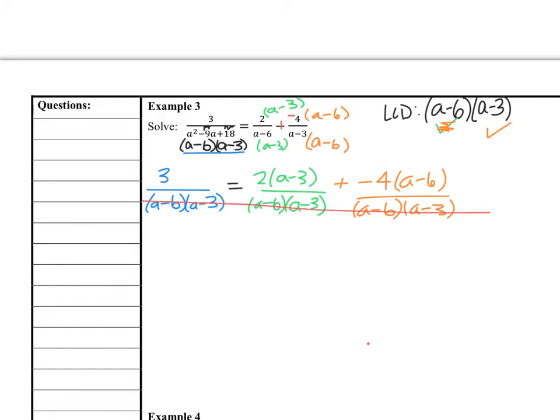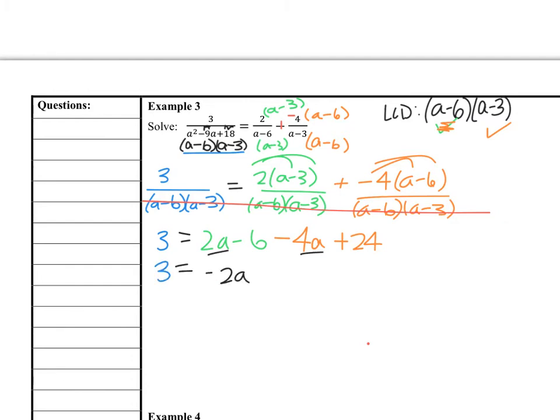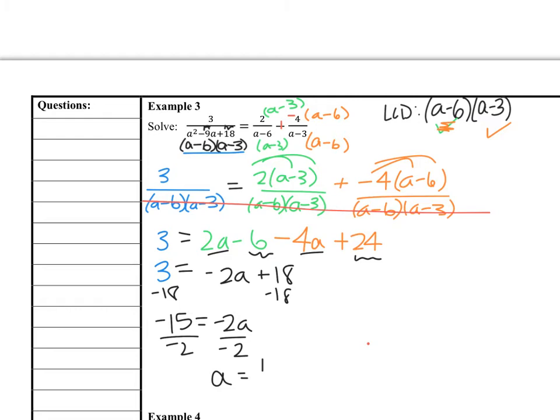Now that the denominators are completely the same, we cross them off and we keep going. 3 equals, I'm going to distribute here, so 2a minus 6, and then negative 4a plus 24. 3 equals, combine some like terms, so negative 2a plus 18. I'm going to subtract 18 from both sides. So we have negative 15 equals negative 2a. If I divide by negative 2 to solve, then we get a equals 15 over 2, or a equals 7.5.